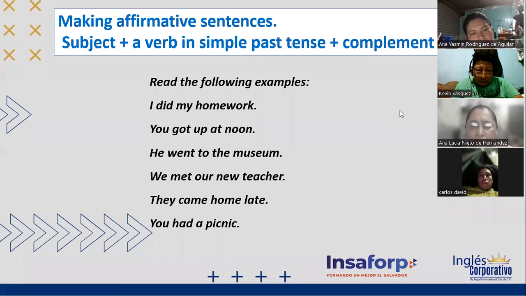They came. They came home late. And the last one, Ana Lucia, can you please? Hello, good night. Welcome to the class. The last sentence, please.